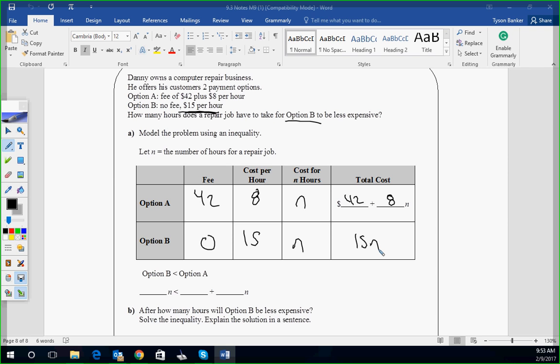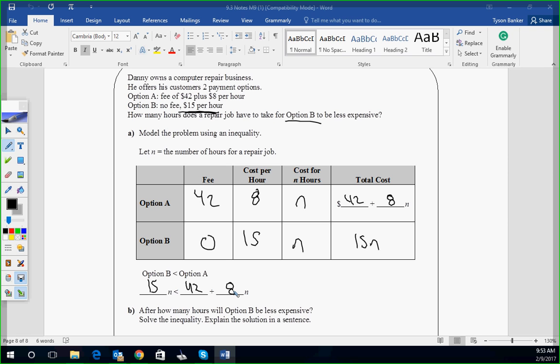So we want to know, when is 15n cheaper than 42 plus 8n? That's what we're trying to figure out. What's wrong, Duffy? Got a question? Okay, so remember, we're getting it from up here. There's two payment options, $42 plus 8 an hour or 15 an hour. We're trying to figure out, and it's a little bit of the wording, like Luke said it right. We're trying to figure when B is going to be less expensive.